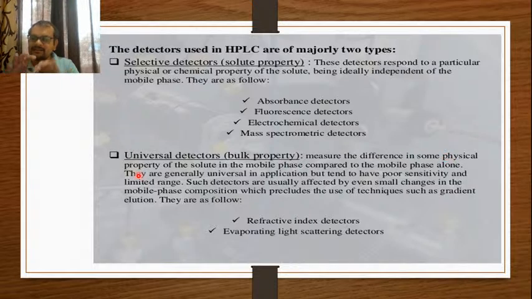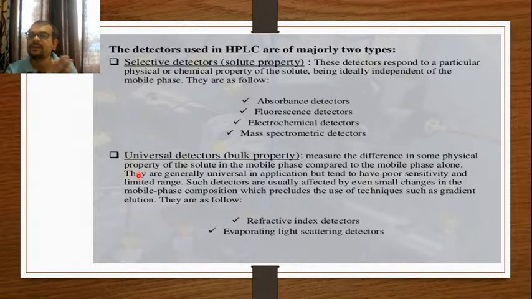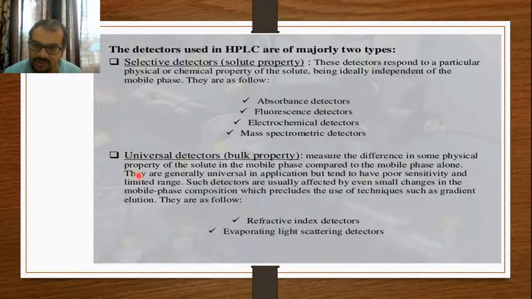Okay, it at a time goes for multiple physical properties, not like in case of selective detectors where you are dealing with a single, particular physical and chemical property. Here the words are some physical properties. Okay, some physical properties means one or more of the physical properties. They are generally universal in application, and that's why they are called universal, because they are not dealing with a single property. Universal application, but they tend to have poor sensitivity and limited range. Remember, if you are dealing with multiple physical properties of a single analyte, then your sensitivity decreases.